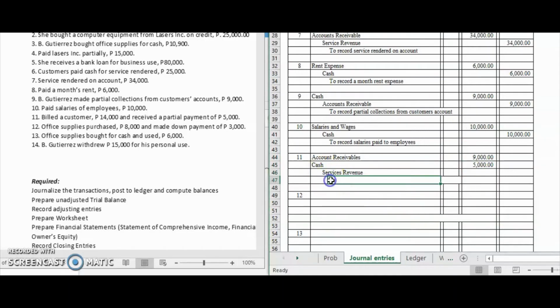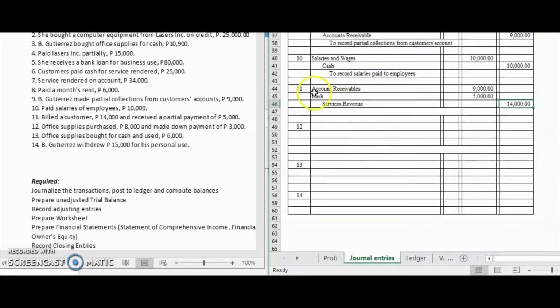And you have the revenue na 14,000. So explain lang natin ito, no? Okay. This is what we call a compound entry. Okay, meron siyang 2 or more account titles in a journal entry. Okay. Accounts receivable and cash is both an asset.